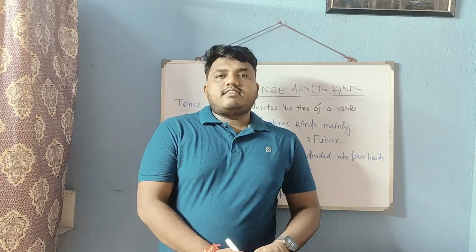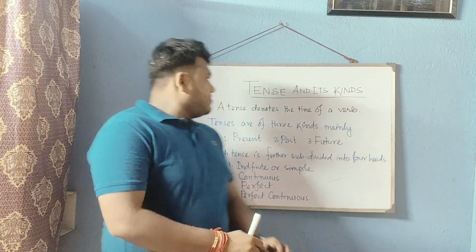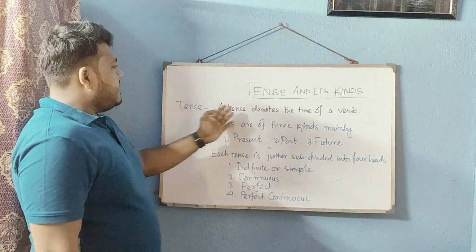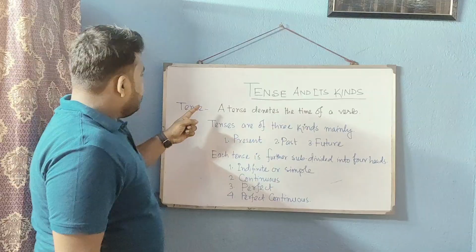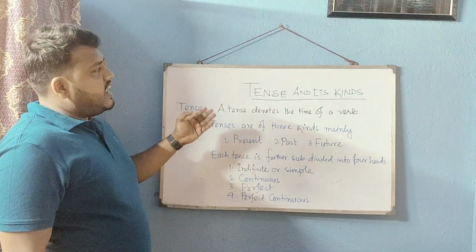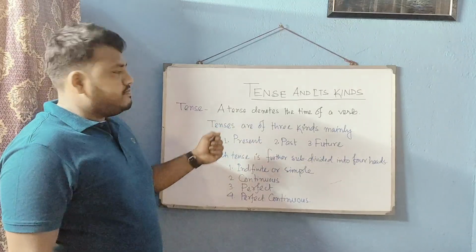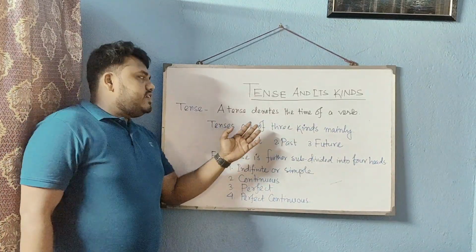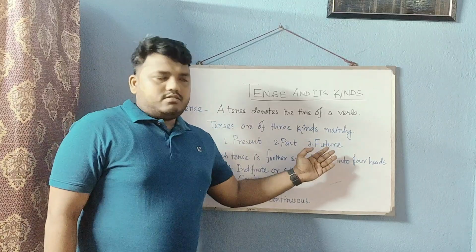Today I will discuss tenses and their kinds. So we will begin with the definition. Tense. A tense denotes the time of a verb or an action. The word tense comes from the Latin word tempus, which means time. Tenses are of three kinds, mainly: present, past and future.